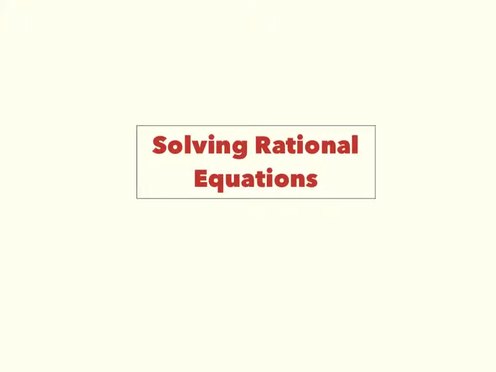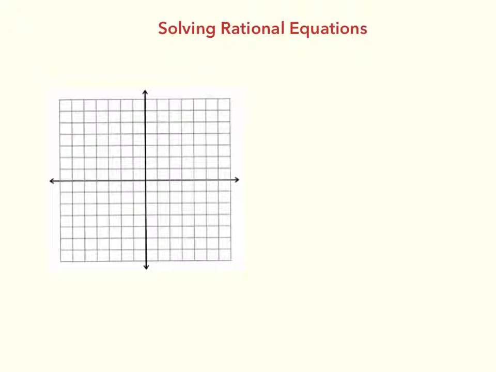Let's get started. Before, when we solved linear equations, we were looking for the point where they cross. That was the solution. That's how we solved linear equations. We want to do the same thing with rational equations. We're going to have two different rational equations.